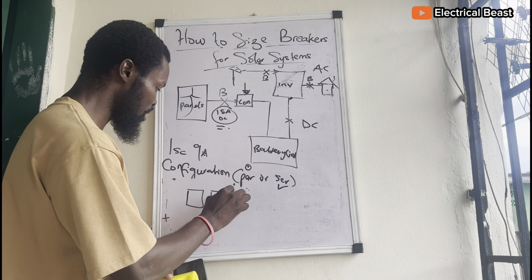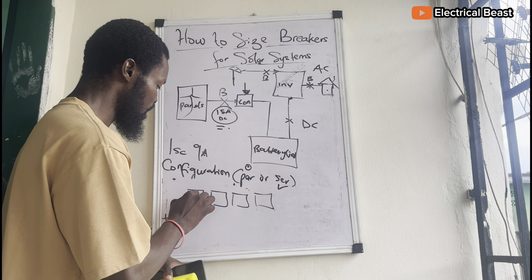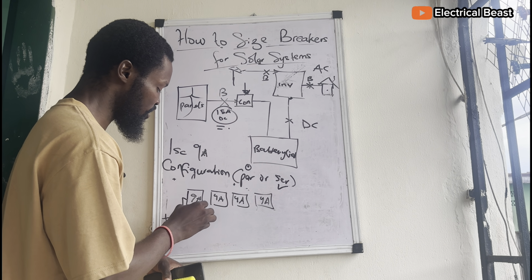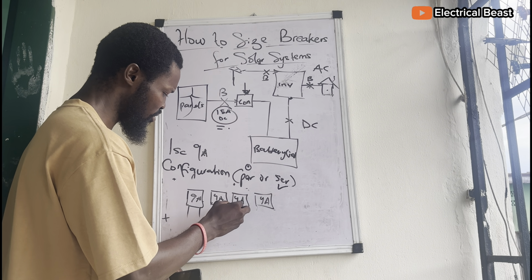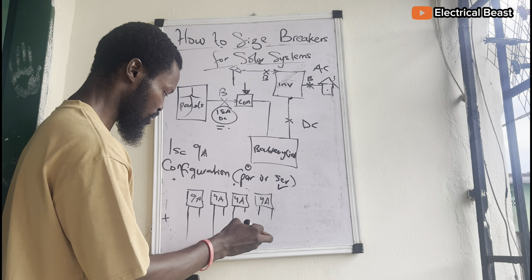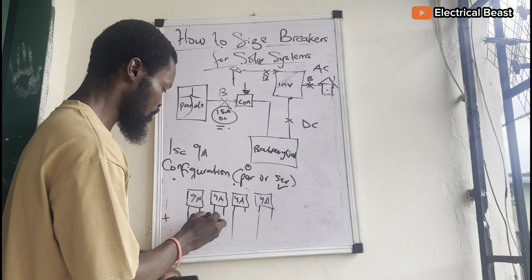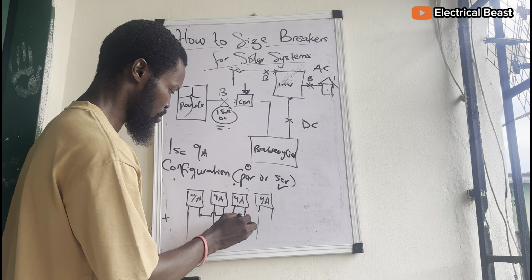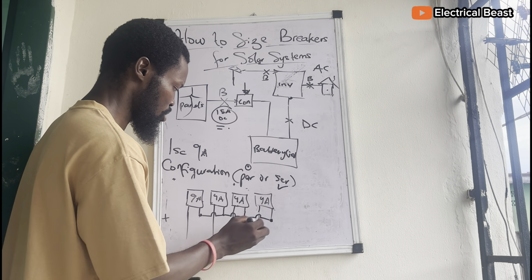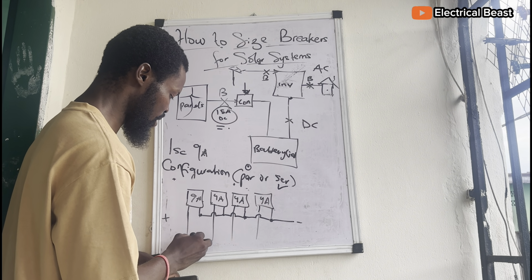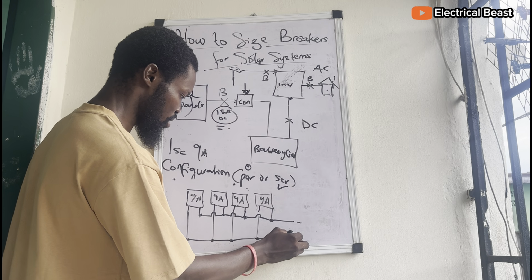So we have this basically: 9 amps, 9 amps, 9 amps. Then this is positive, this is negative, positive, negative, positive, negative, and positive, negative. So we have all the positive connected together and all the negative connected together. Something like this. Then the output here, that's negative. Then all the positive from here, down, down, down, positive.